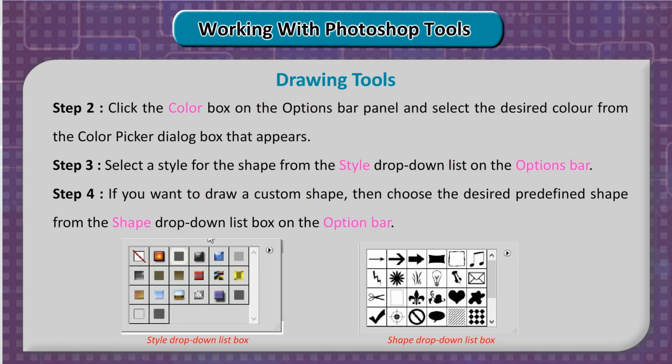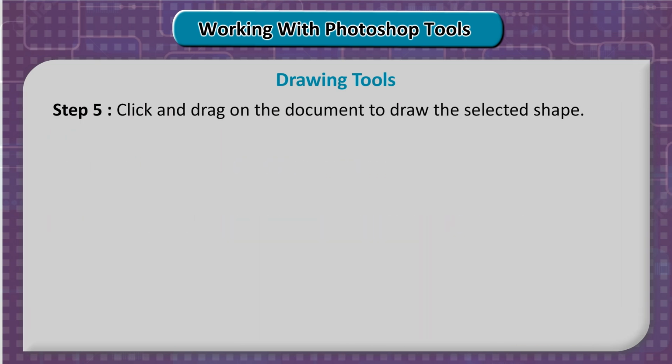Step 4. If you want to draw a custom shape, then choose the desired predefined shape from the Shape drop-down list box on the options bar. Style drop-down list box. Shape drop-down list box. Step 5. Click and drag on the document to draw the selected shape.